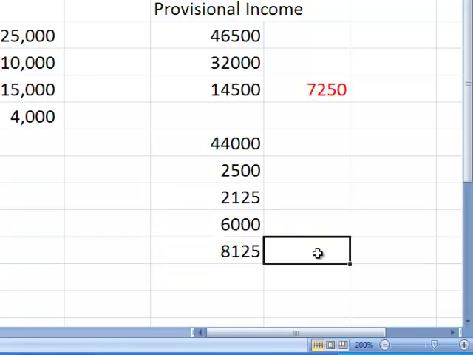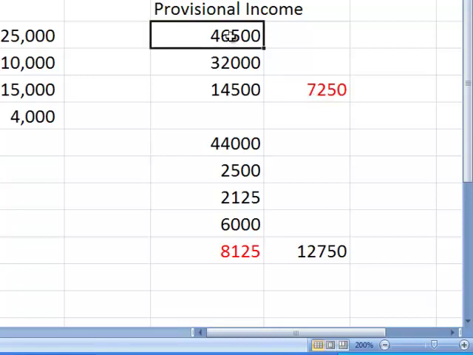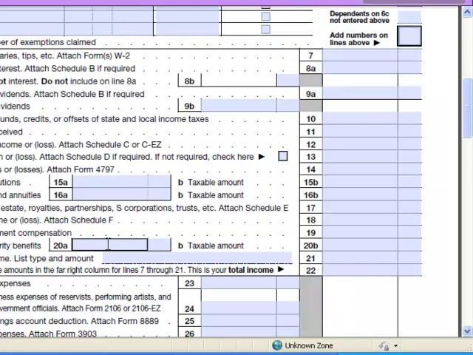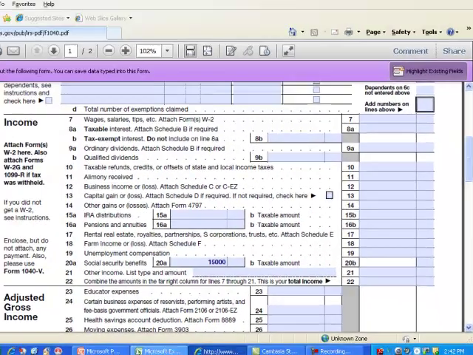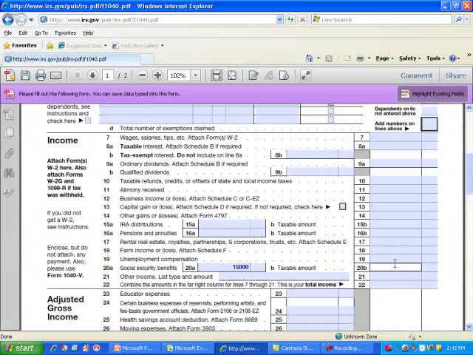Now we compare that to 85% of the Social Security benefits. That would be the maximum amount that would be included in income. So obviously this is the lower of the two, and thank heavens we get to choose the lower. It's higher than this number, which would have been our answer if we would not have been over the 44,000. So on our form 1040, back over here, we would put the 15,000 Social Security benefits here, and the taxable amount, our $8,125, would go here.